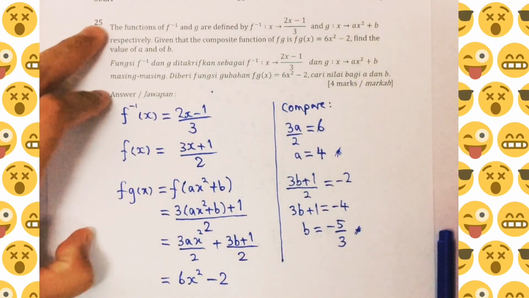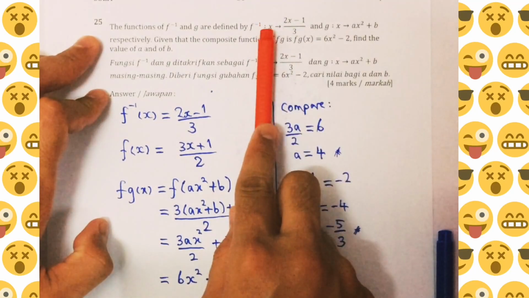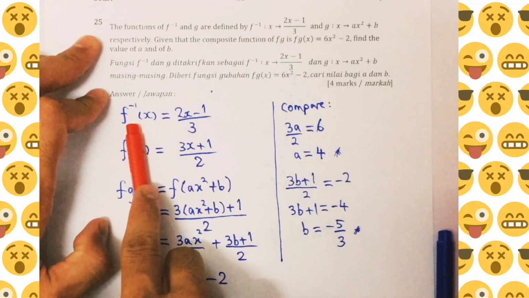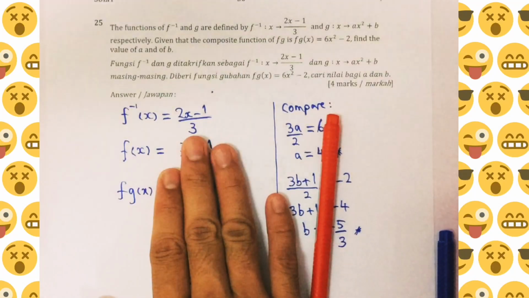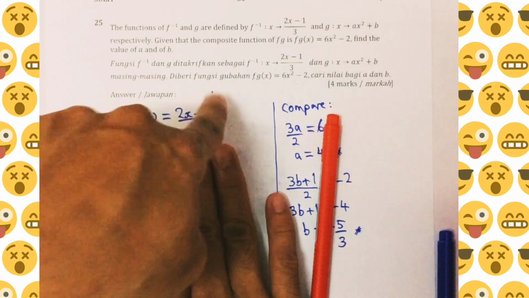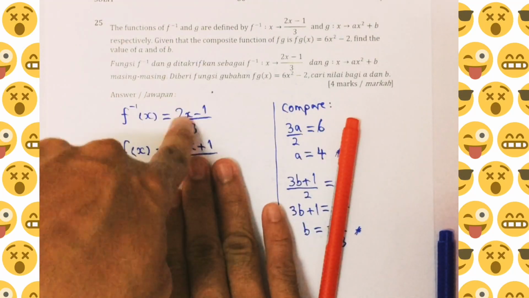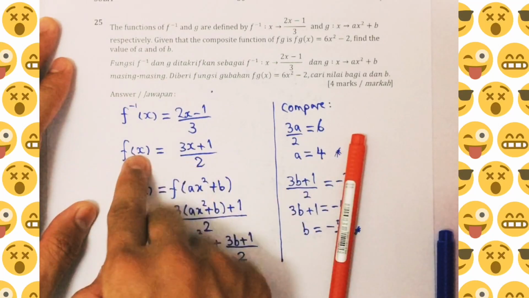Finally, this is the last question, which is question 25. First, you're going to find the f function. So if you find it using a shortcut, if you have f(x), you're going to think in your mind that you got x, bring over 3, you got 3x. And then bring over 1, you got plus 1. Bring over 2 to the other side, so divide by 2. So this is the f function.